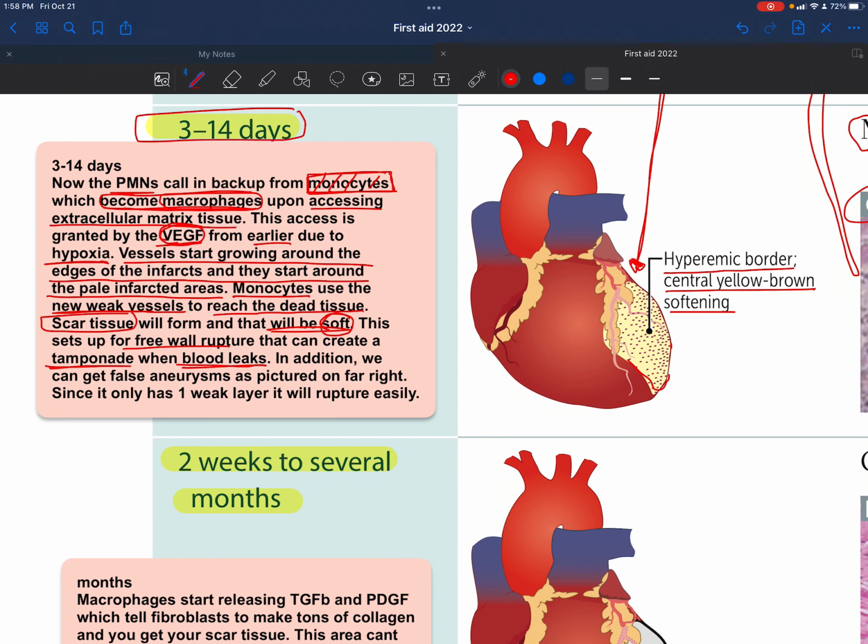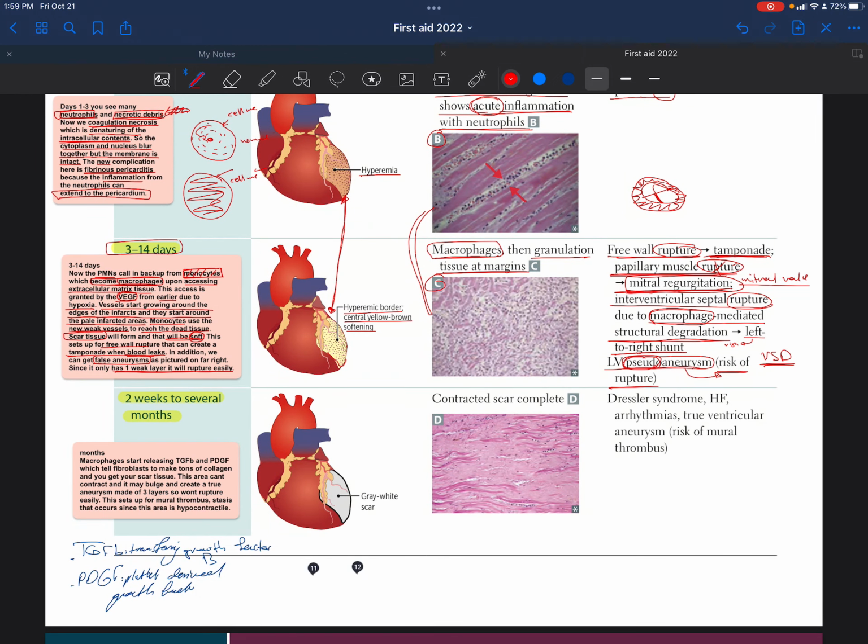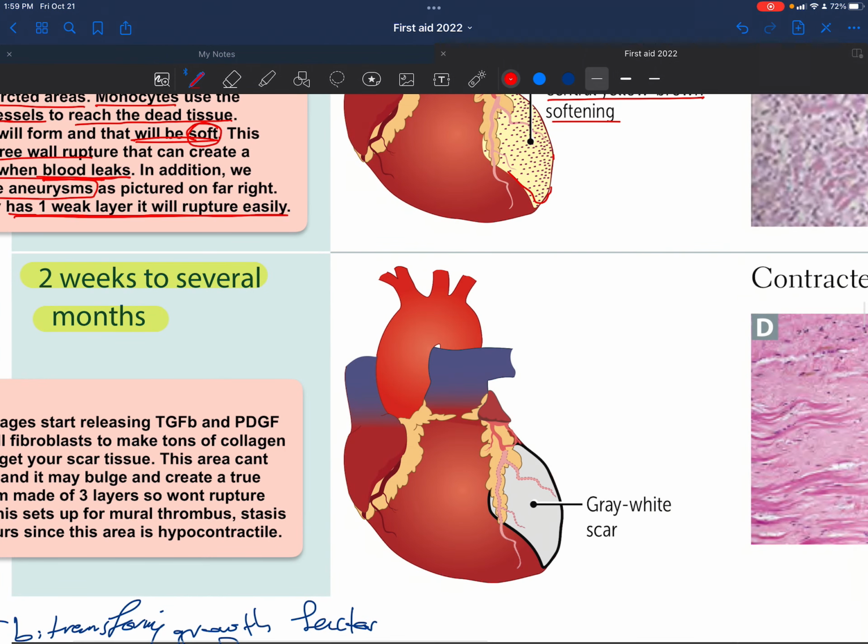The cardiac tamponade is basically any fluid or blood, as we're talking, that is surrounding the heart and preventing the heart from contraction. So if blood leaks, it would fill the pericardial space, and it would just prevent the ventricle from contracting. In addition, we can get false aneurysms, as we said, since it only has one weak layer. With rupture, it would rupture easily because everything is still weak, so it could rupture at any minute.